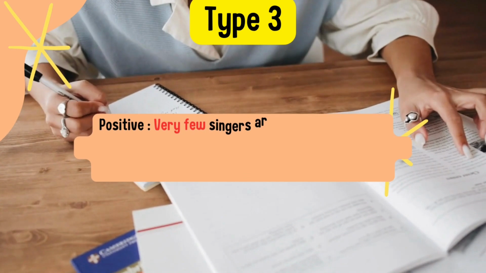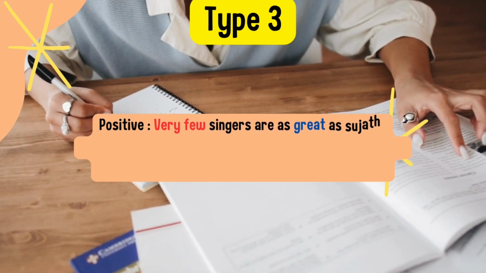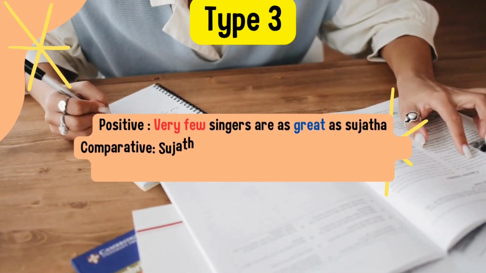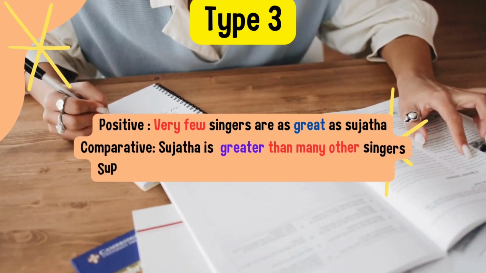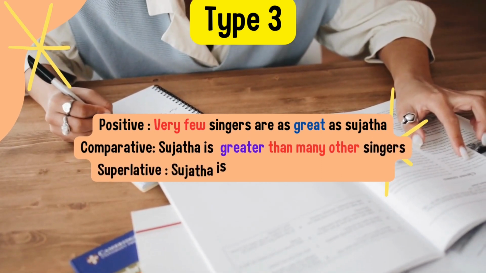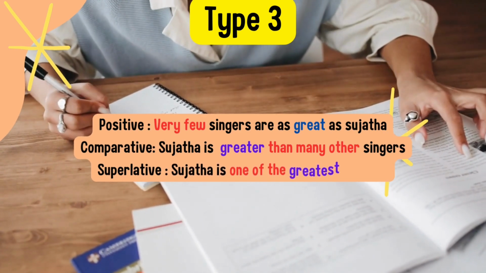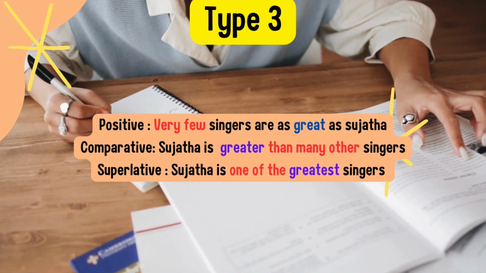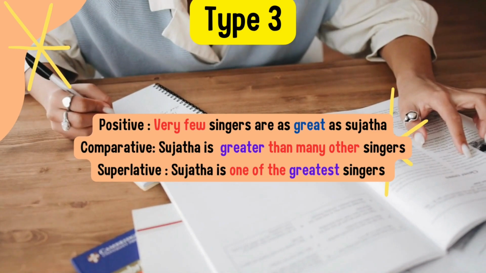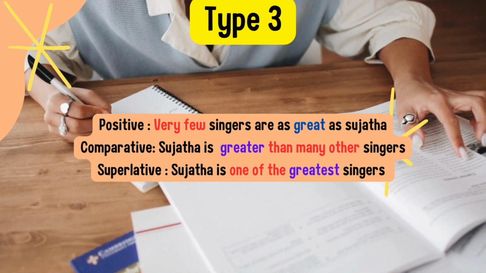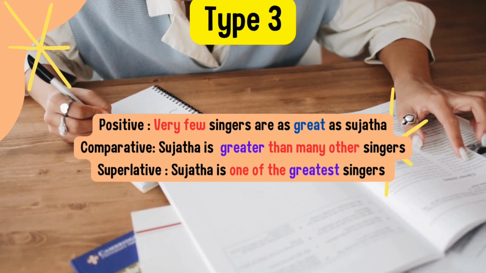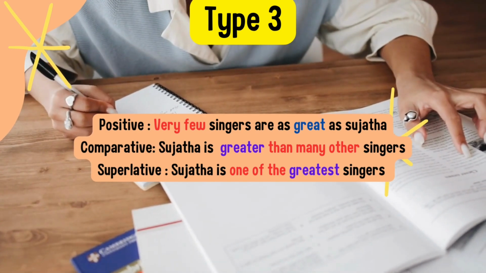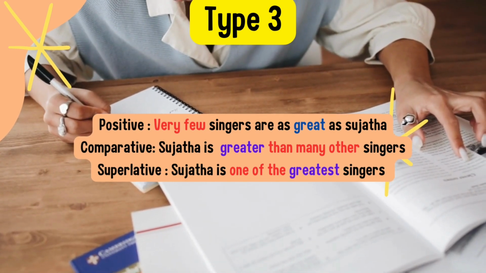Next, type 3. Coming to positive degree, type 2 and type 3 clue words we have to write at the beginning itself. Very few singers are as great as Sujata. Here great is an adjective, no changes in the adjective. It represents the given sentence's positive degree. Very few is the clue word. So it represents type 3 positive degree.